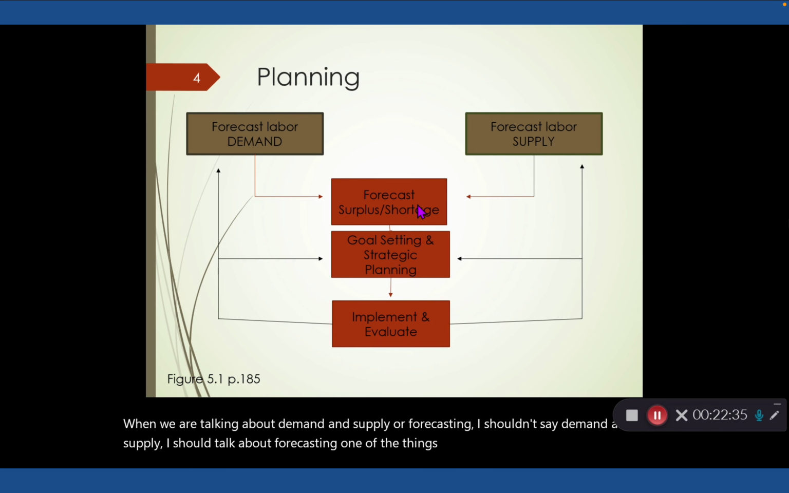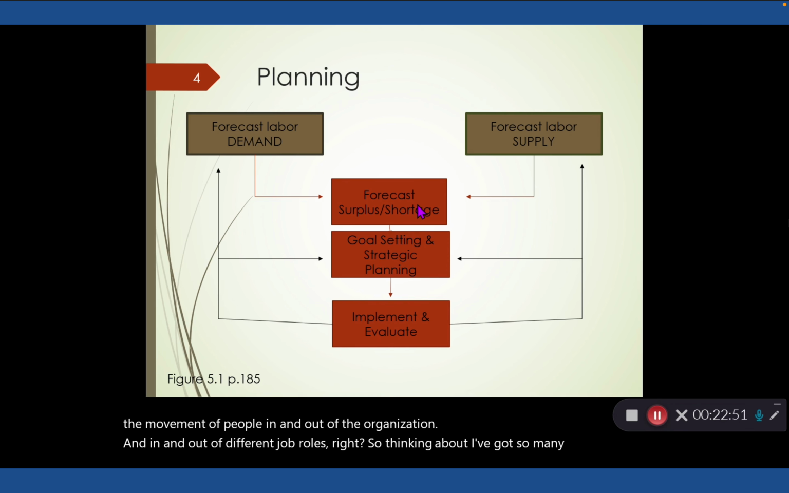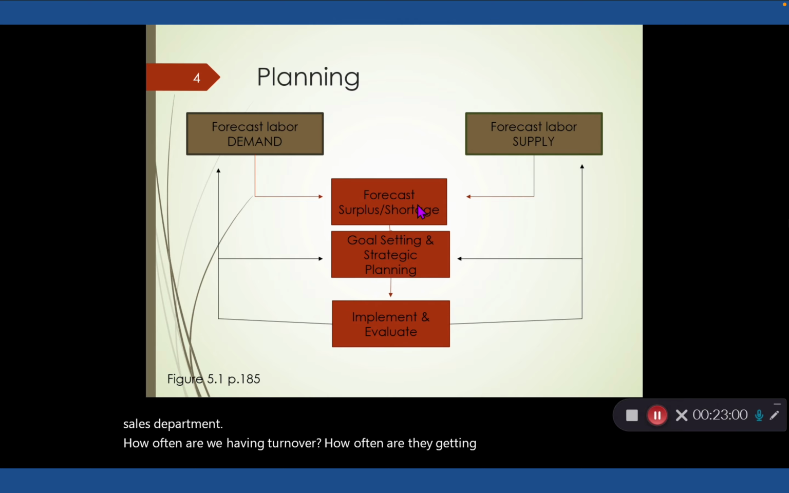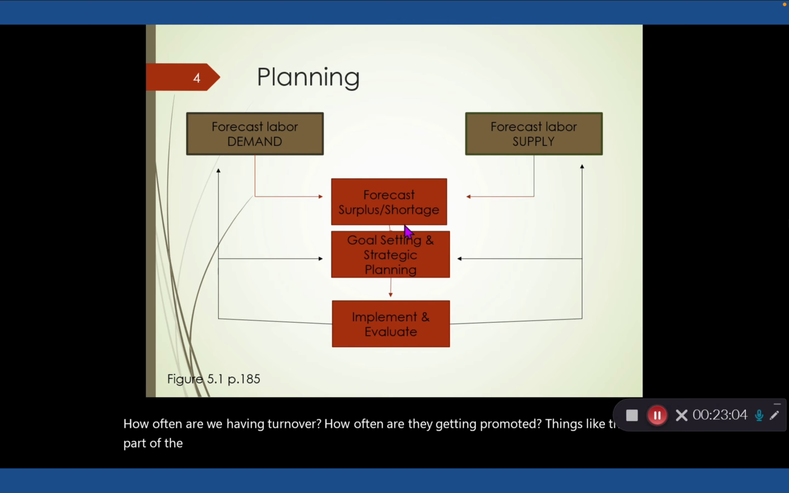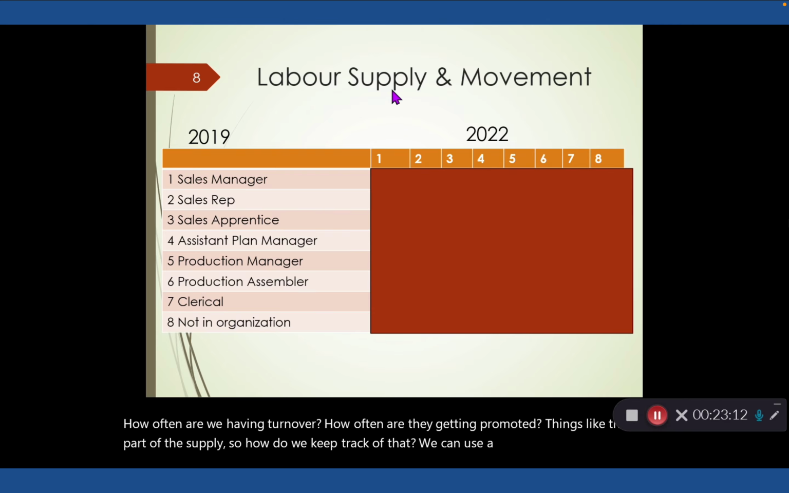One of the things that we need to keep track of is what is the movement of people in and out of the organization and in and out of different job roles, right? So thinking about, I've got so many people in the sales department, how often are we having turnover? How often are they getting promoted? Things like that. That is part of the supply. So how do we keep track of that? We can use a matrix. We can use some sort of matrix.